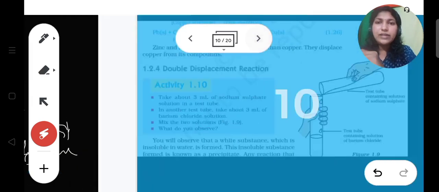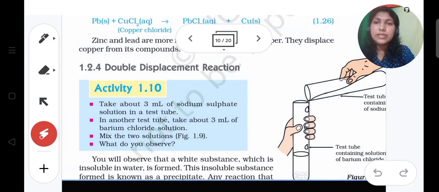The next activity, 1.10, is a double displacement reaction. This is a very simple reaction. Take two separate test tubes. One test tube contains 3 ml of sodium sulfate and another contains 3 ml of barium chloride. Both are mixed with water, so they are aqueous solutions. Both solutions are then mixed together in one test tube.